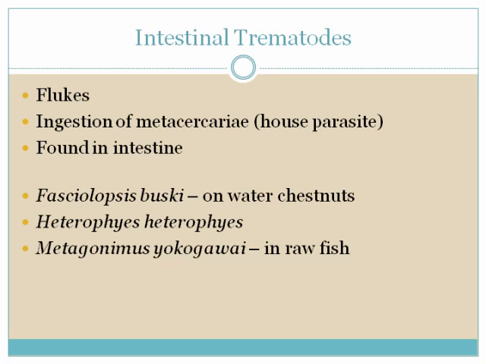Intestinal trematodes, we're going to move on to the flukes. Flukes are ingested. The metacercariae are the infective stage. They're found in the intestine then. Some important flukes that we're going to talk about are Fasciolopsis buski. You can get those from eating water chestnuts.